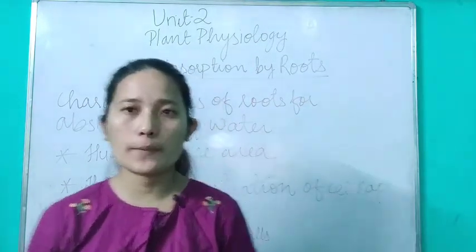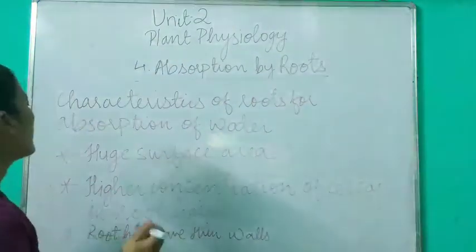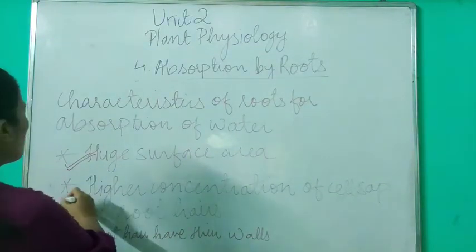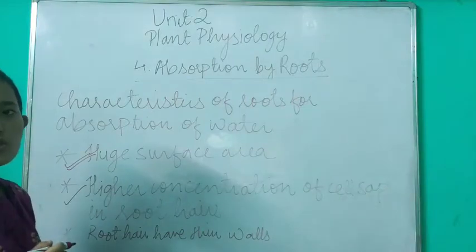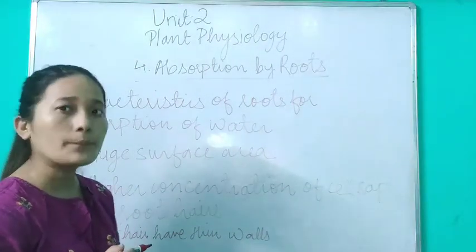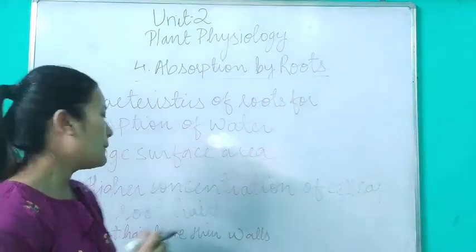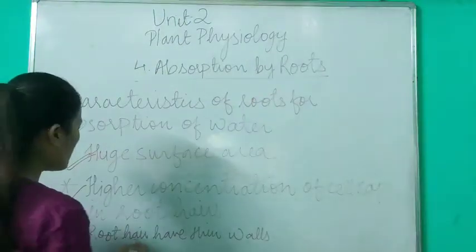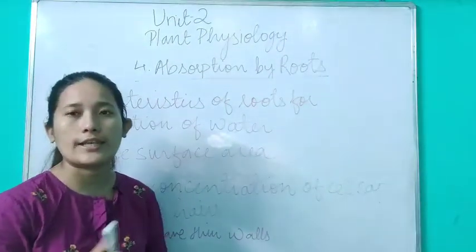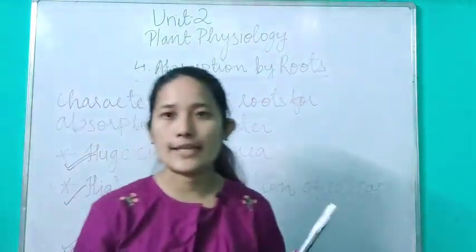Okay, so three special characteristics. Number one is huge surface area. Number two is higher concentration of cell sap in a root hair as compared to the surrounding soil. And number three would be that your root hairs have thin walls. So let's take each one of these in detail.